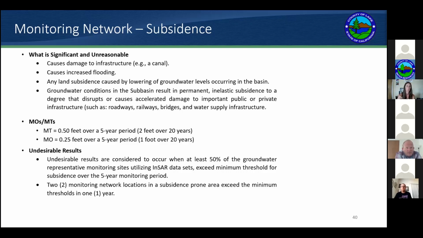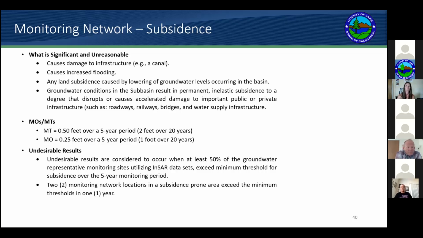What is also maybe considered significant and unreasonable is any land subsidence caused by lowering of groundwater levels occurring in the basin. I mentioned that previously. Another example is groundwater conditions in the subbasin resulting in permanent inelastic subsidence to a degree that disrupts or causes accelerated damage to important public or private infrastructure: roads, rails, bridges, those kinds of things. That's, again, more of a qualitative statement.